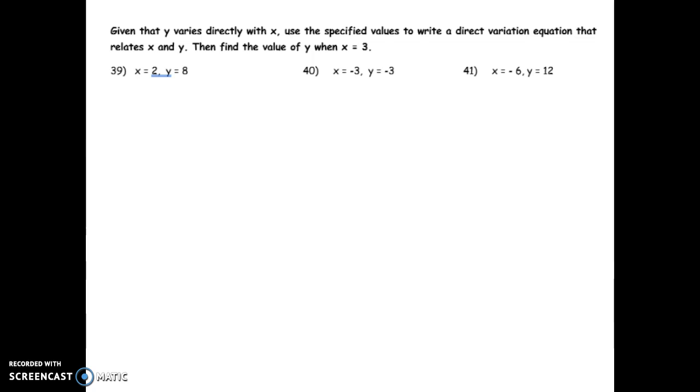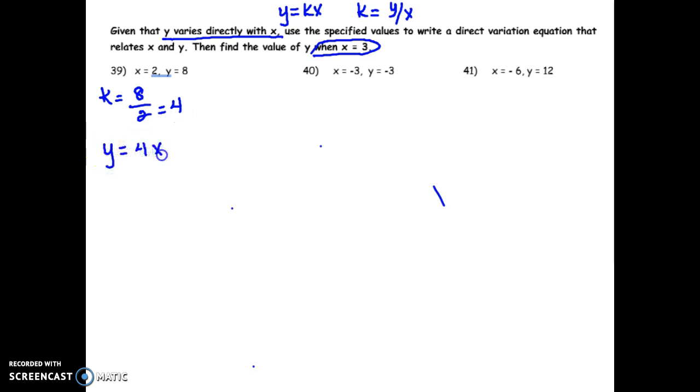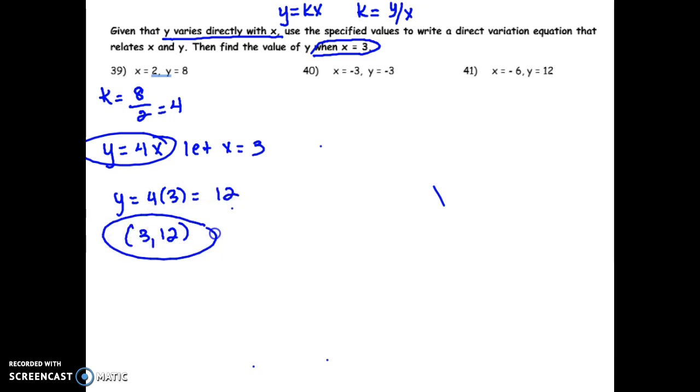Okay, now the next type of question, it's saying given that y varies directly with x, so y is equal to kx is our equation. So k, our constant of proportionality, is actually equal to y divided by x. We're going to do the same thing, only we're going to write the equation, then we're going to find when x is 3. Our k value is going to be equal to 8 divided by 2, which is 4. So if we write the equation, y is actually equal to 4x. That's the first part. Then we let x be 3. So y is equal to 4 times 3, which is 12. So an input of 3 gives us an output of 12.